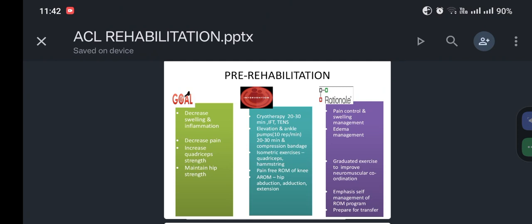Next goal is to maintain hip strength. For this, pain-free range of motion of the knee, and active range of motion of the hip, abduction, adduction and extension, can be performed. So it will emphasize a self-management range of motion program and will prepare the patient for easy transfer.